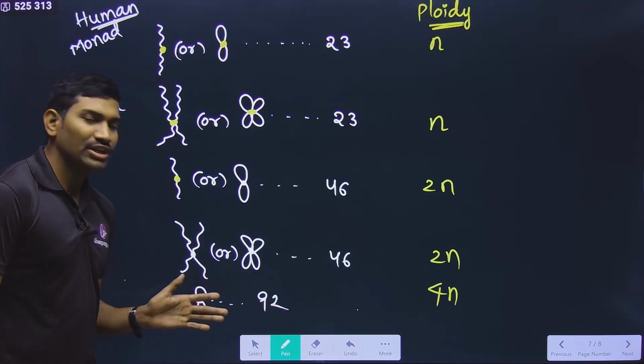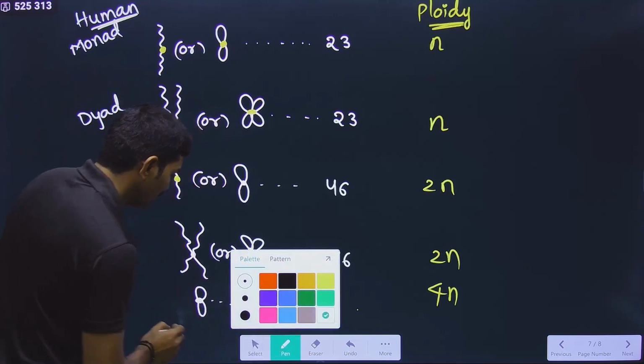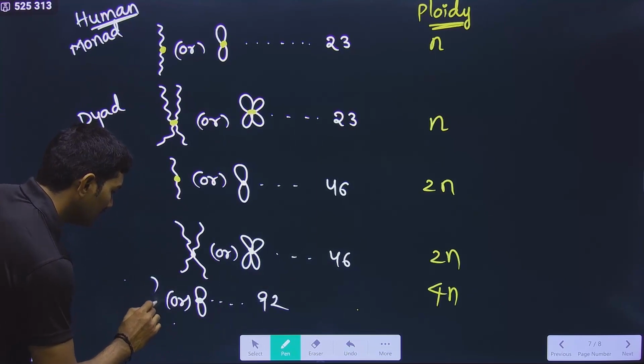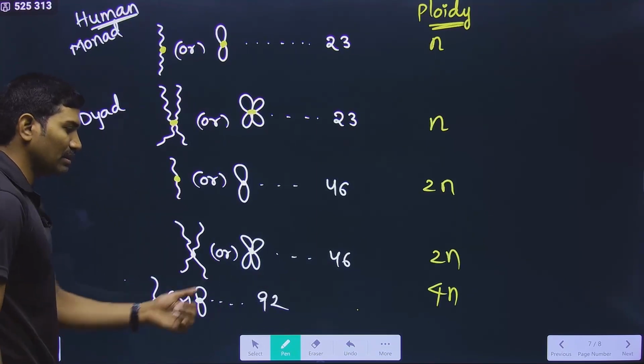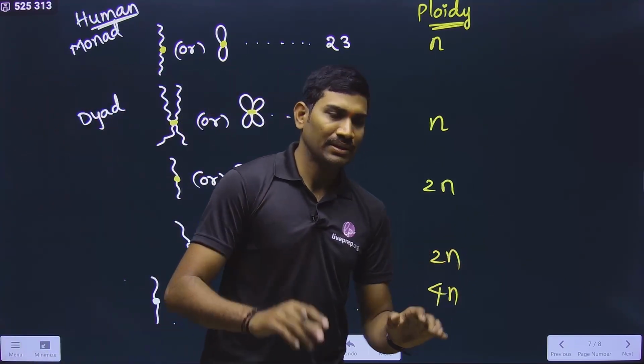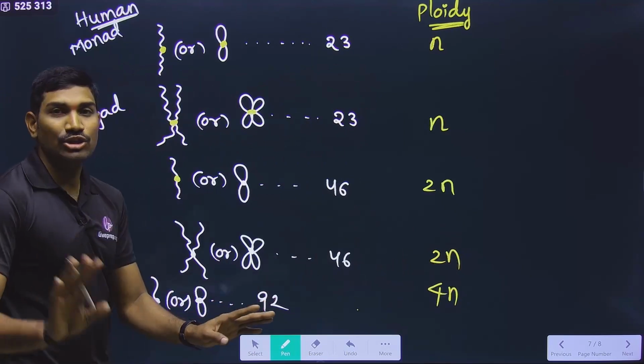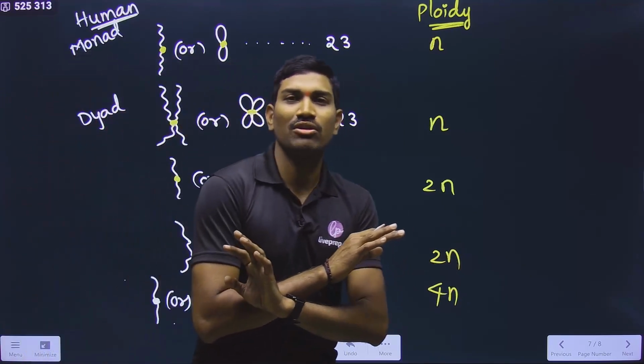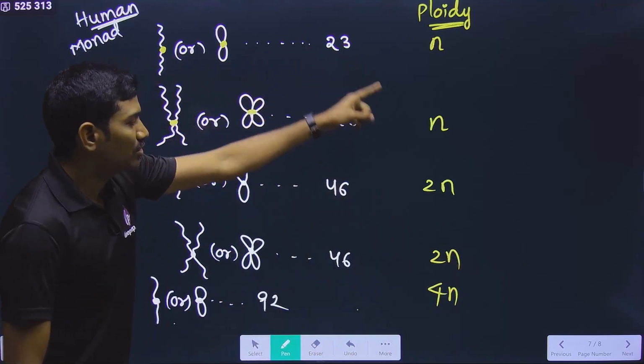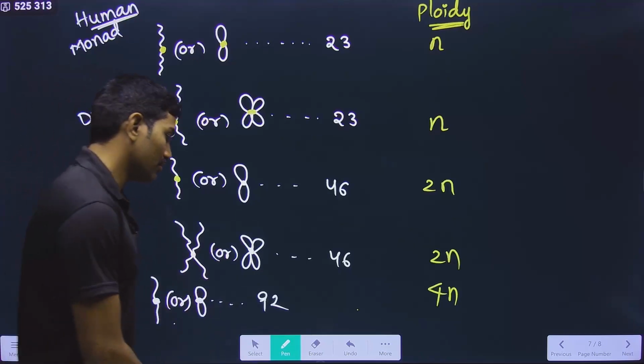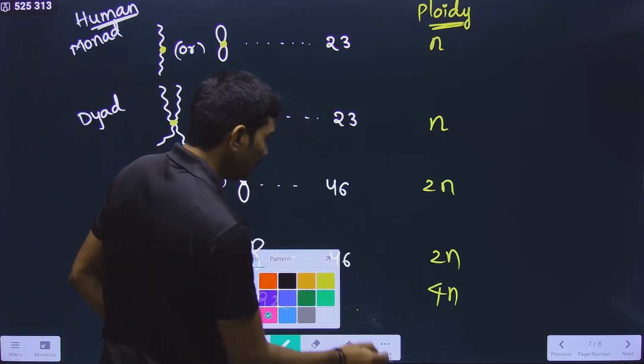So like this, if 92 are there, or else for the same thing, you can write it like a single thread, 92, anything. If 92 are there, it will be 4n, that's it. And here, the dyad 92, nowhere you are observing, so I am not drawing that particular diagram. And this is how you need to write the ploidy. Very good. Next one, we will talk about the C-value.